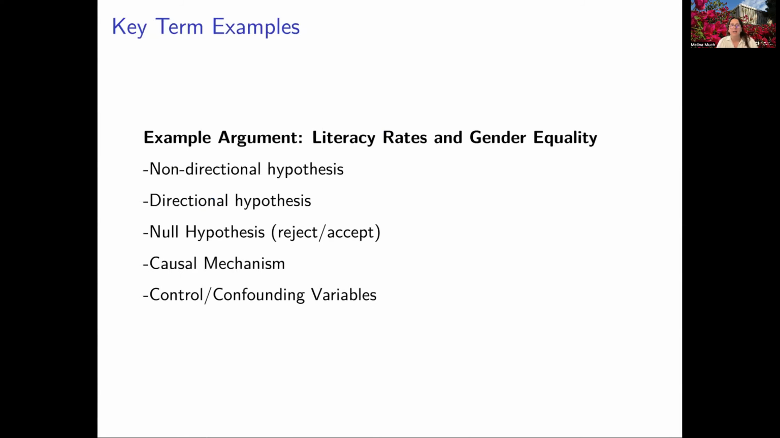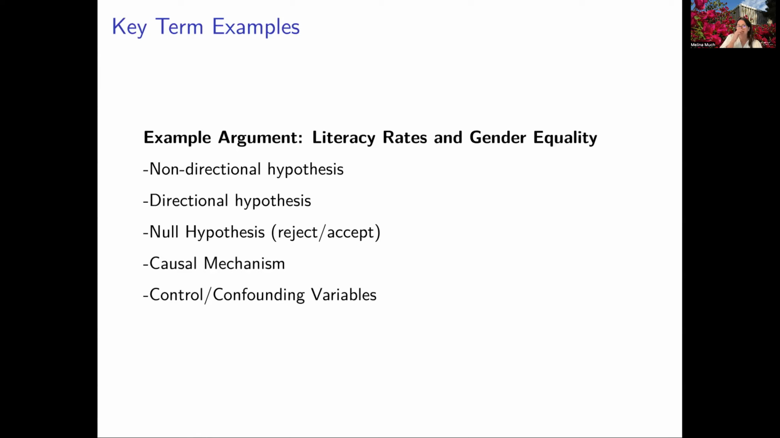So let's take this again and wrap it up with an example. Our example argument is going to be literacy rates and gender equality. A non-directional hypothesis for literacy rates and gender equality would be that literacy rates are associated with gender equality norms. A directional hypothesis would be that increases in literacy rates cause increases in gender equality. A null hypothesis in this example would be that literacy rates are not related to gender equality.